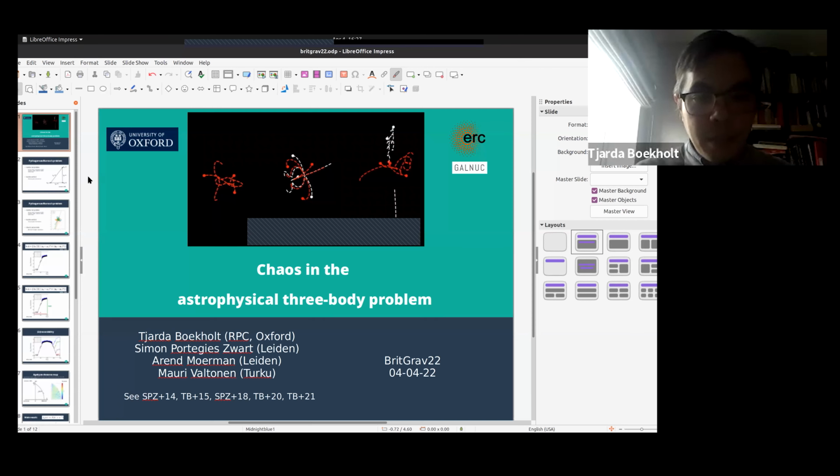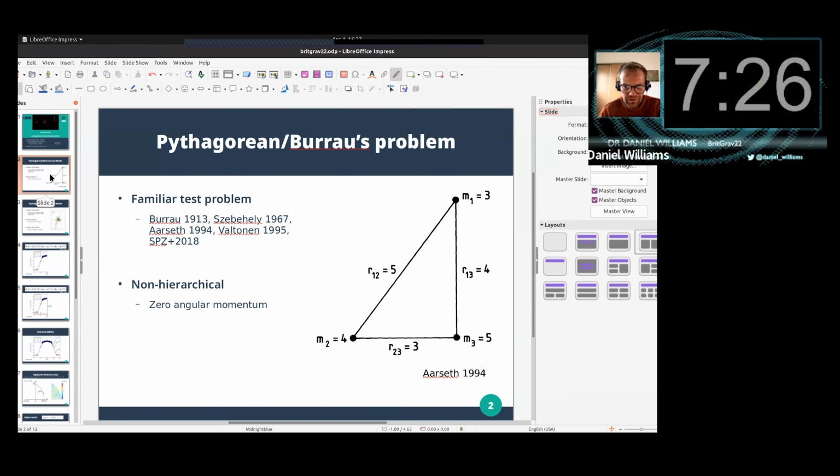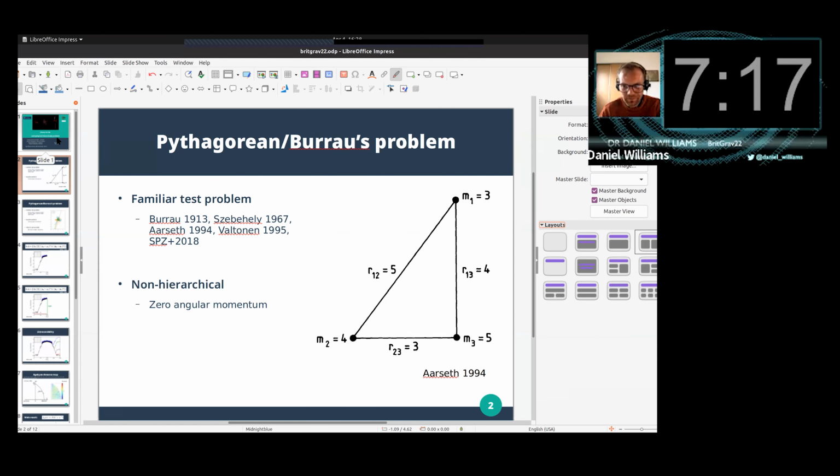It says participants can now see your screen. So yeah, I can see the slide editor, and you're showing the Pythagorean Burrau's problem. Okay, maybe I'll just do it this way. Thank you.